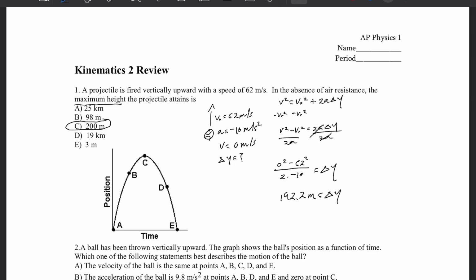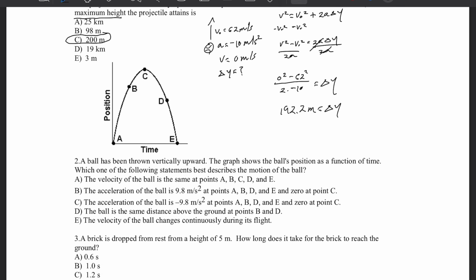It's okay if it's not the exact. We're just finding the nearest answer. Have confidence in the work that you do.